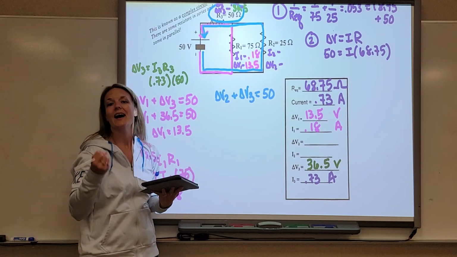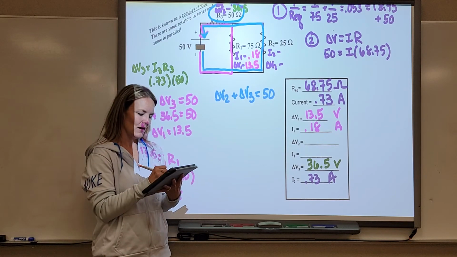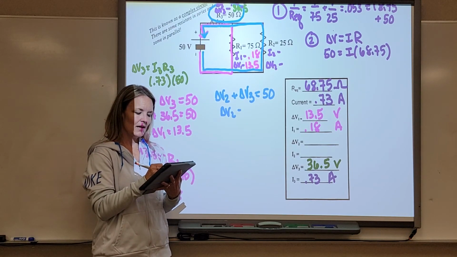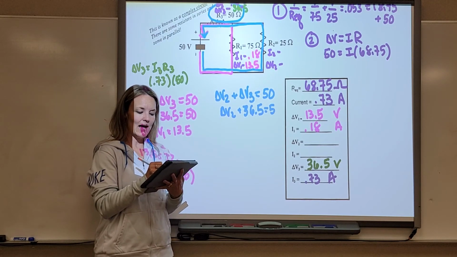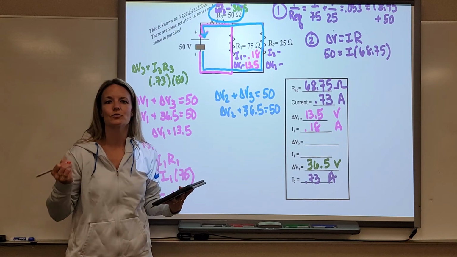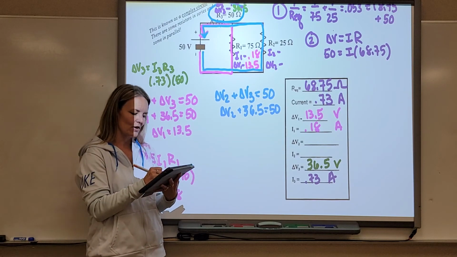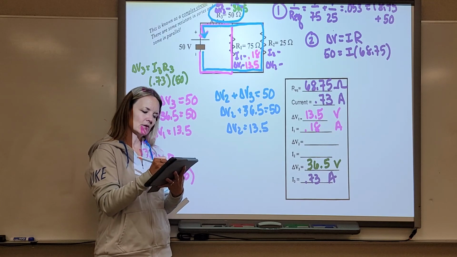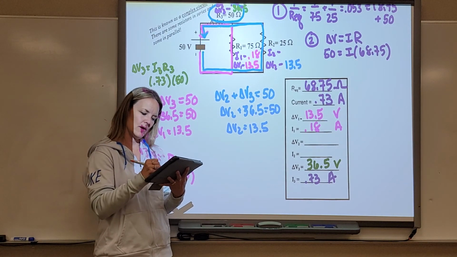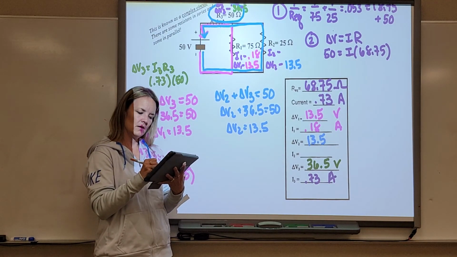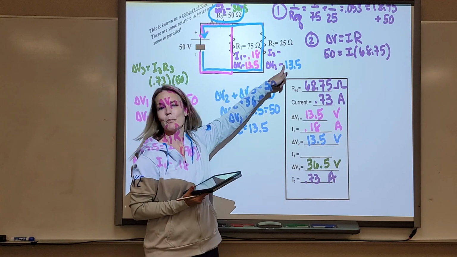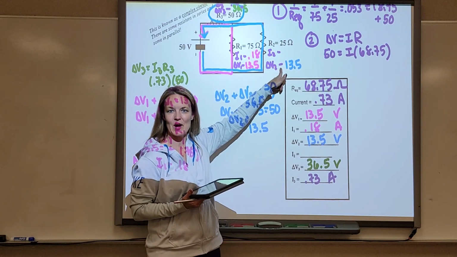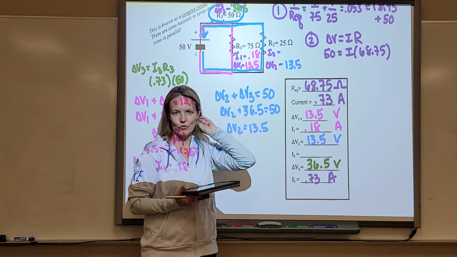Once again, I already know delta V3. It is 36.5. I just once again have to subtract. You should get the same number. Delta V2 is 13.5. These two are parallel to each other, so resistor-wise, they should have the same voltage.